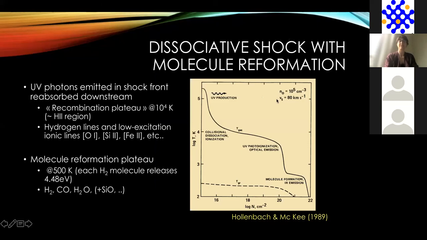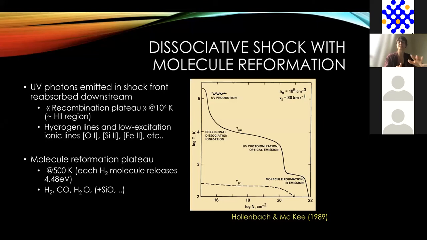Now the second family, the dissociative shocks with molecule reformation. So I really encourage you to look at this paper if you are interested in this regime. So between 30 and 120 kilometers per second, running into whatever medium, you have UV production in the shock. You have a zone where this UV photons are reabsorbed. So it's like a small H II region inside of the shock where you emit a lot of hydrogen lines and low excitation ionic lines. And then there is this region where molecule reformation happens.